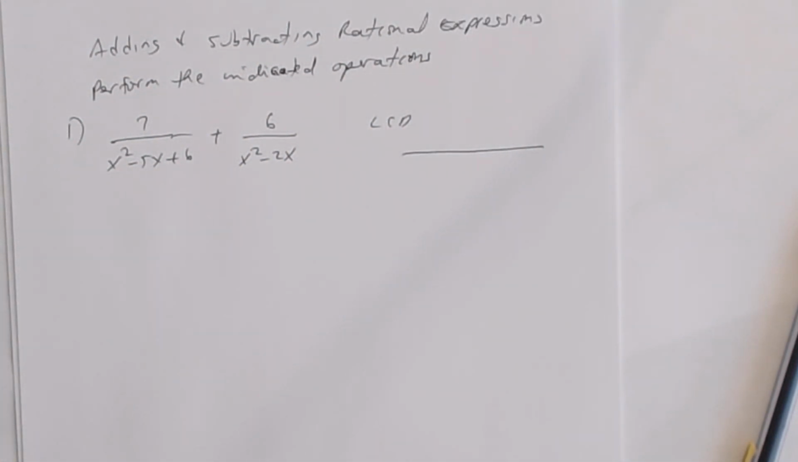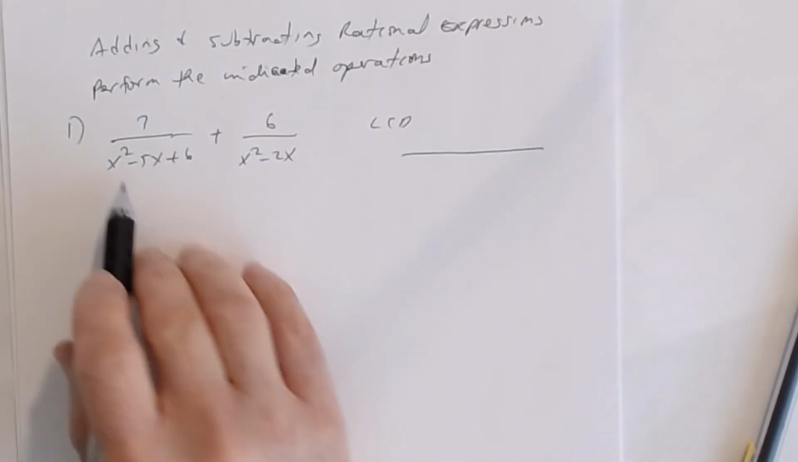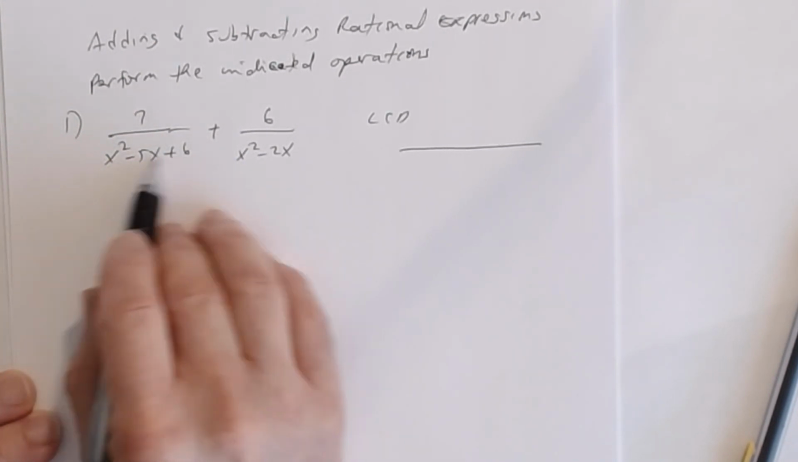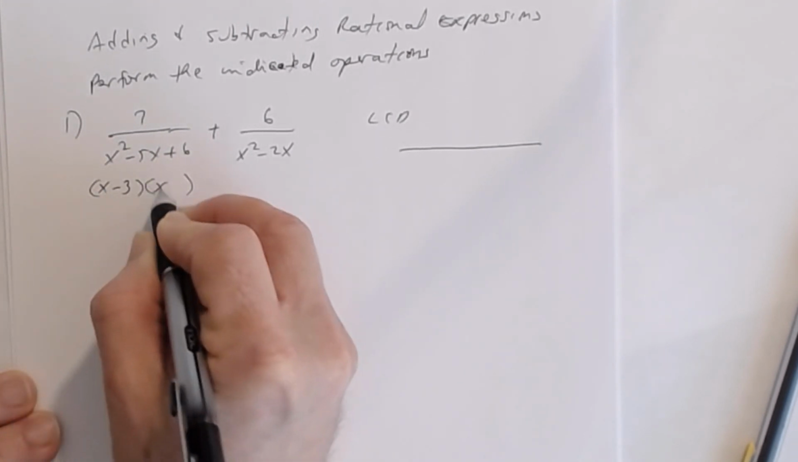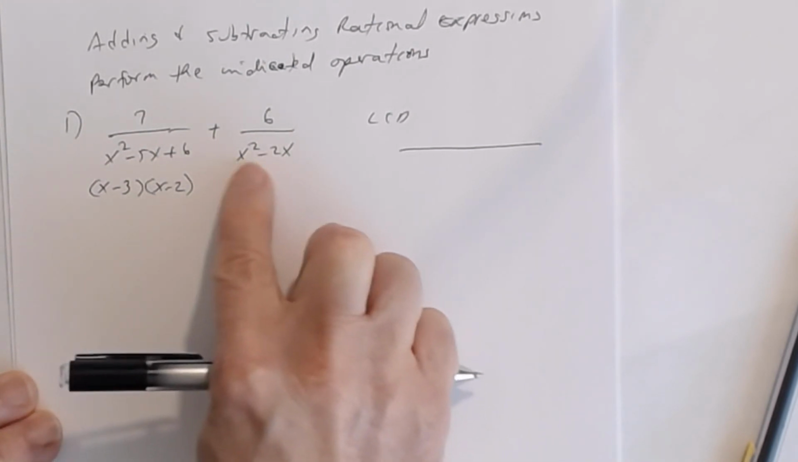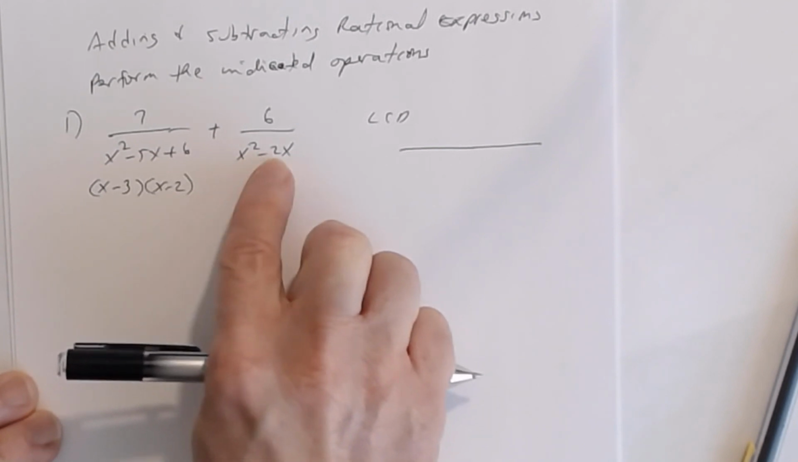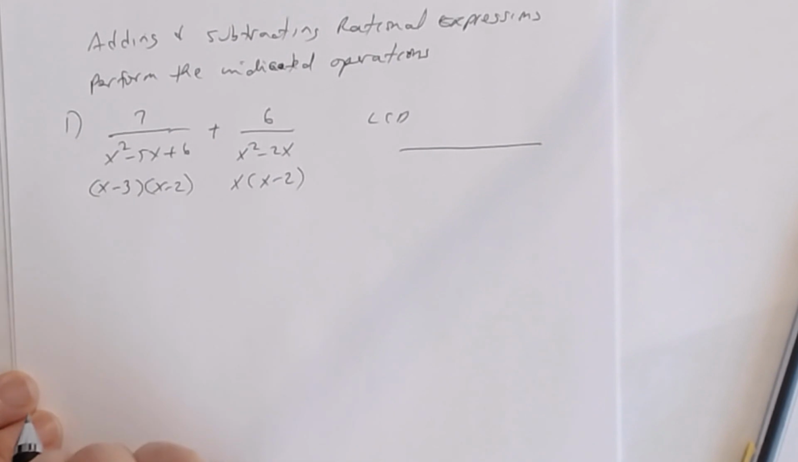And to find the least common denominator, that's where you're going to first of all factor. Remember, you're going to factor each denominator completely. So you're going to factor this denominator, you're going to factor this denominator. This denominator is a quadratic trinomial, so I can factor that one as x minus 3, x minus 2. This is quadratic, but it's a binomial. So notice though that the GCF here is x. So you're going to factor out an x. So I get x times x minus 2.